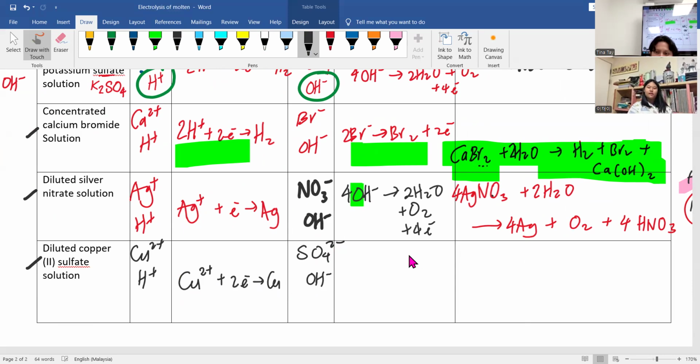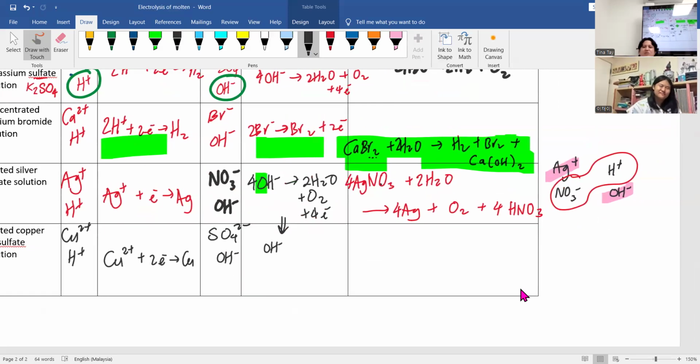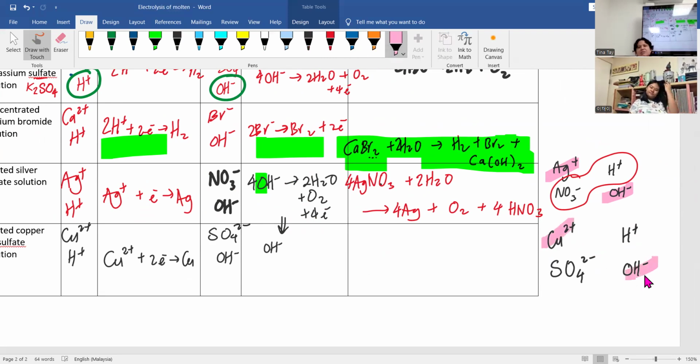Okay, 5 minutes left. Yes, we finished this just nice. So this is the same. I don't write again, very lazy. So copper sulfate, hydrogen, hydroxide. Wait, can I try? Yes, can. Try first.